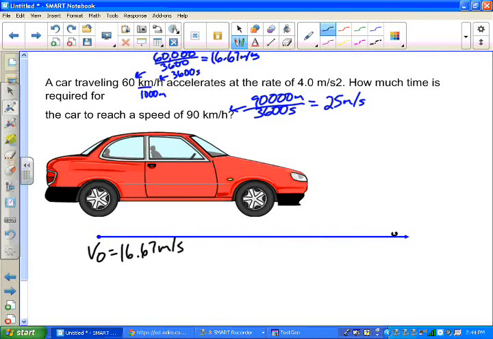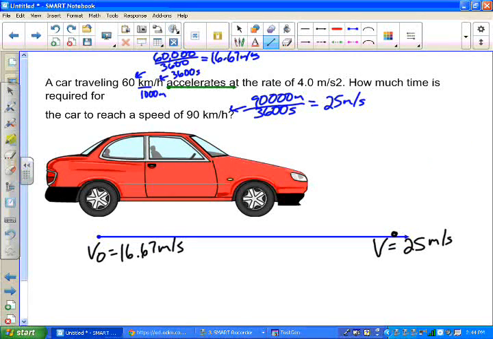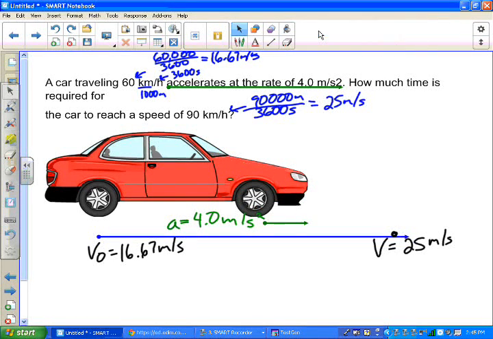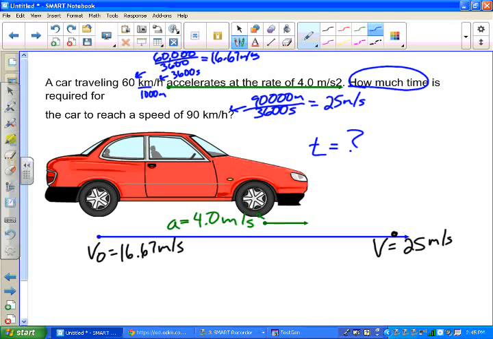So the question goes, a car starts at 60 kilometers per hour, accelerates at a rate of 4 meters per second squared, and ends up at a final velocity of 90 kilometers per hour. So to recap that in SI units, we start with an initial velocity of 16.6 meters per second, go up to 25 meters per second for my final velocity because we accelerated at a constant rate of 4.0 meters per second squared. The question they ask us is, how long does it take?